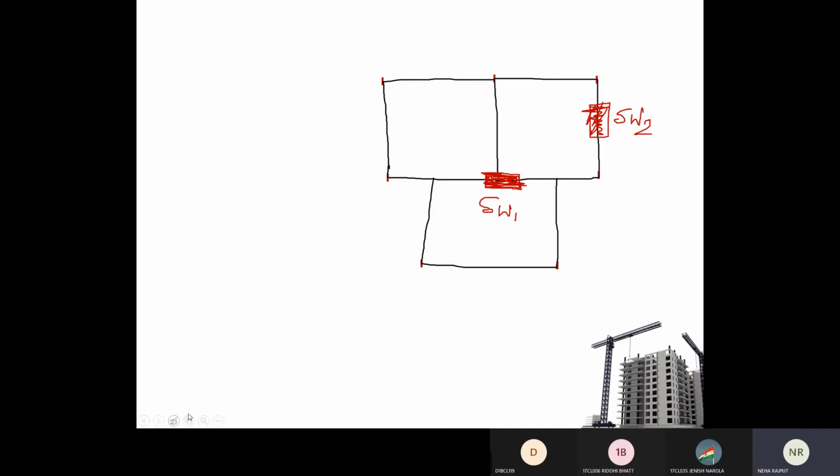Now the shear wall dimension is somewhat like this. If this is your wall, then this will be the length of the shear wall. Suppose length of the shear wall means this length. So this length is supposed to be provided as 1.5 meter. Then this one is called the thickness of wall. Generally thickness of wall is 200 mm or 150 mm if it is provided.